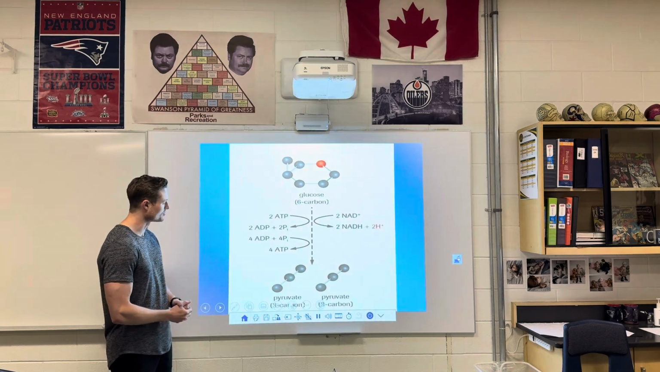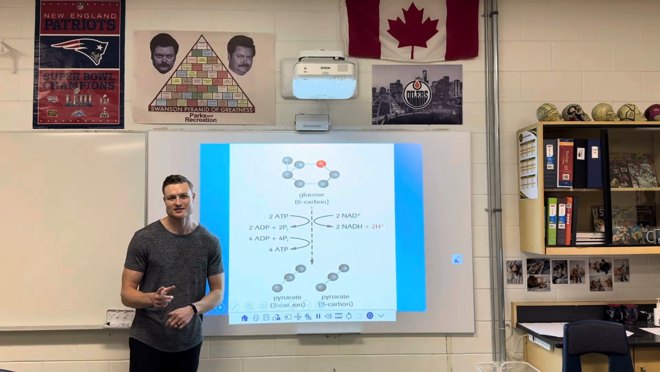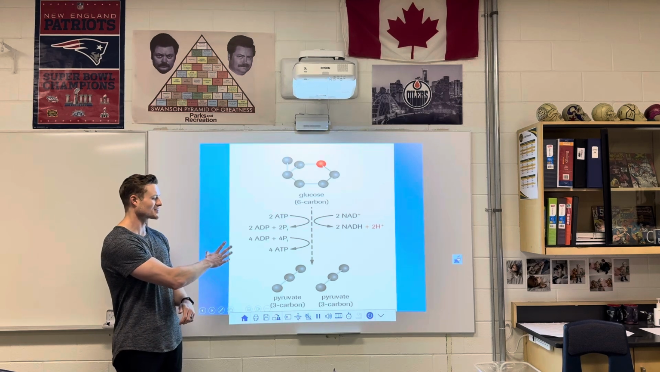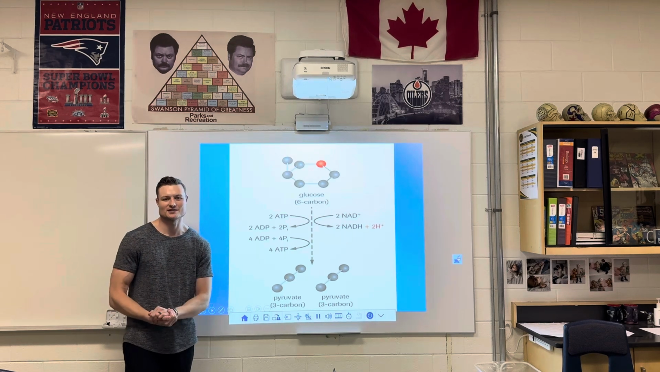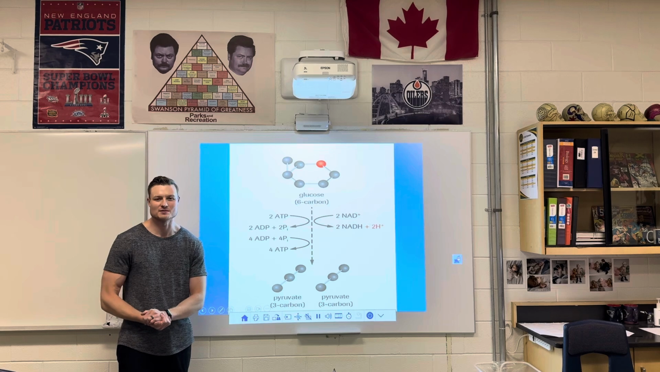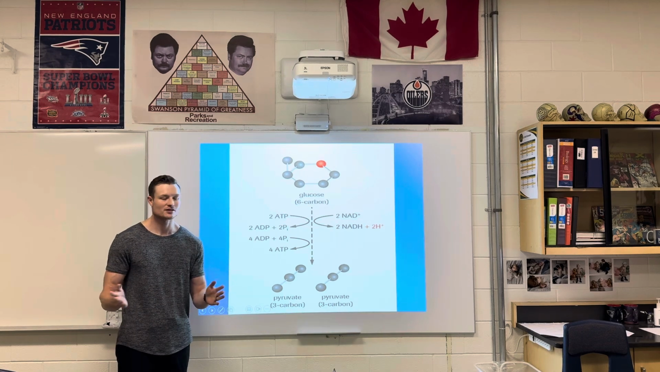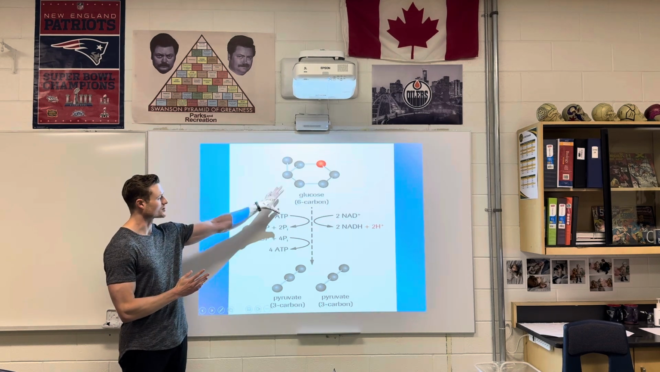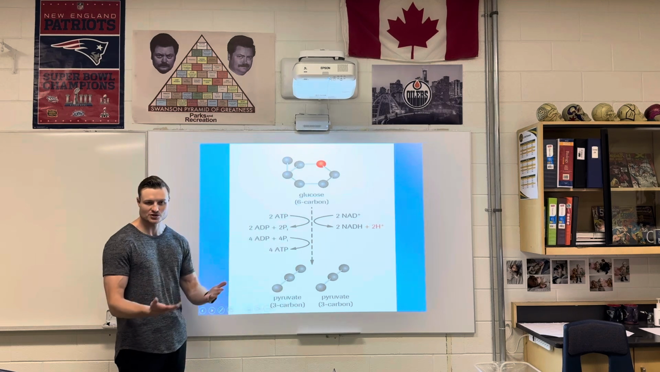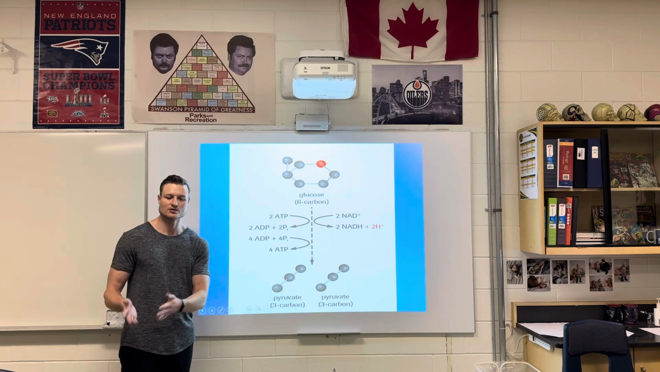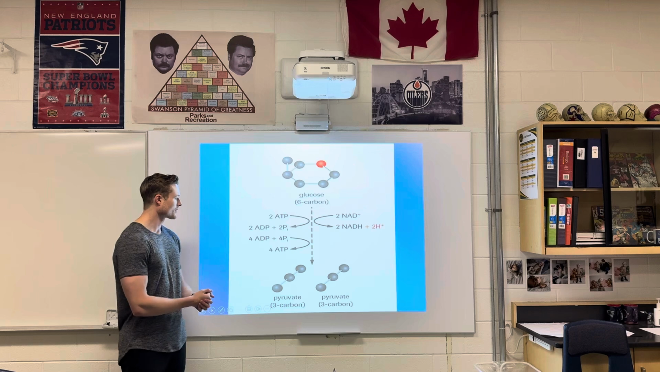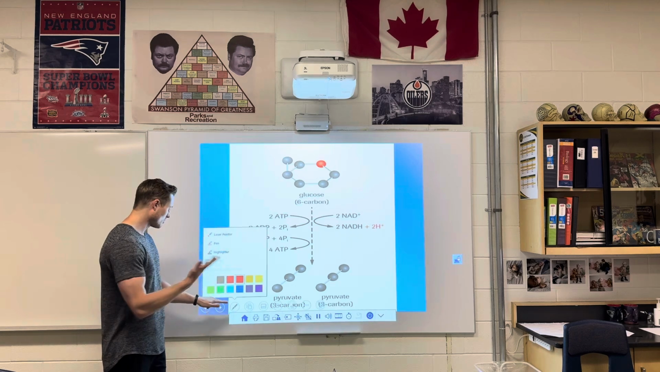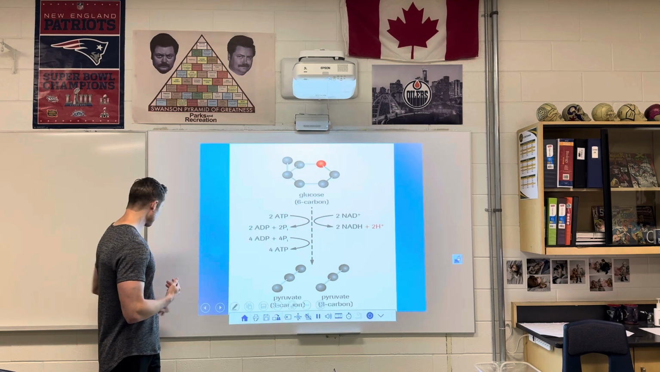So here's what it looks like all put together. Now, this process is not as simple as it looks here. It's actually a super complicated 10-step process with a bunch of different crazy names and enzymes. You don't need to know that. You just need to know the basics of what is going in and what is going out. So what's going in? Obviously our 6-carbon glucose. Okay, what else is going in? Well, we're going to have our 2 molecules of ATP.